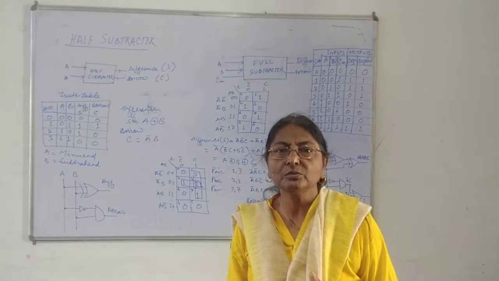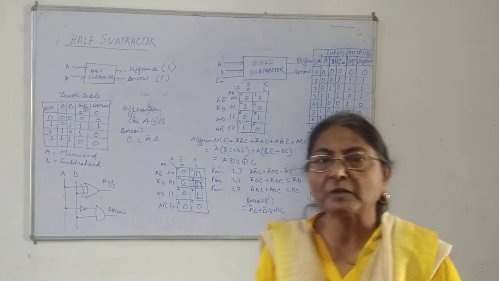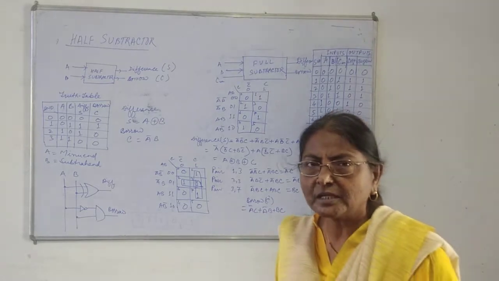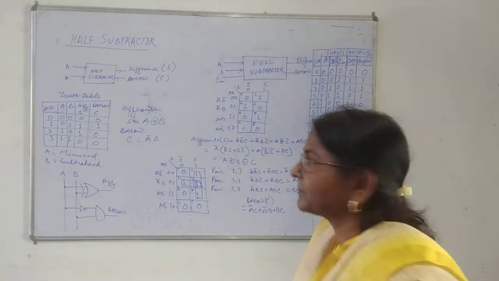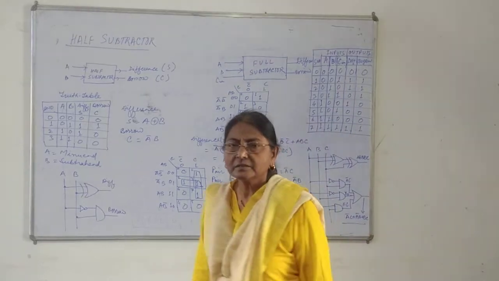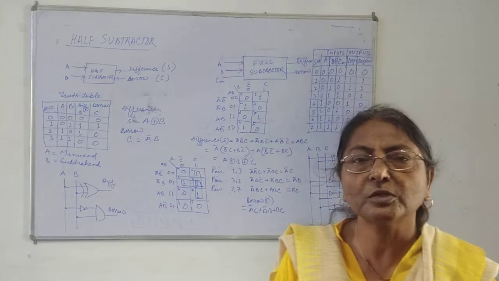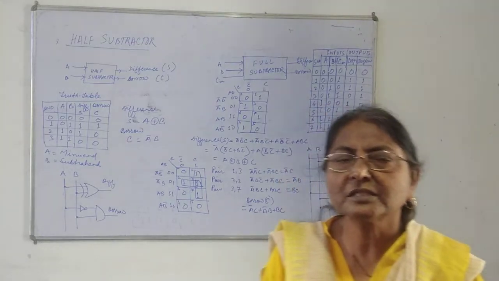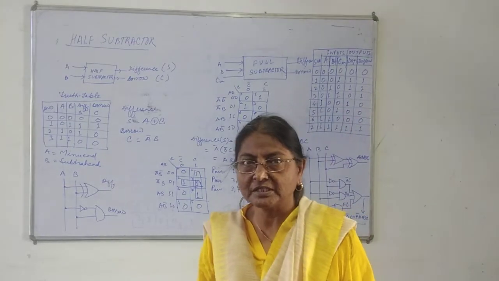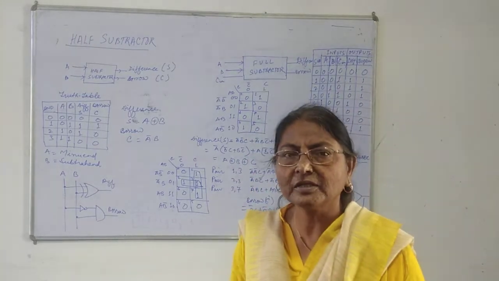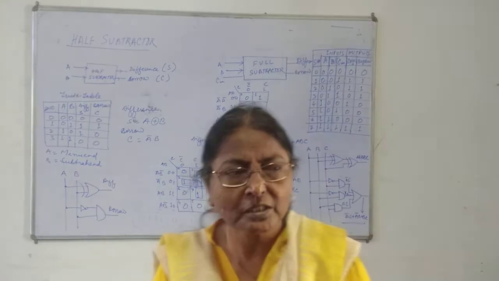Here I am going to design a circuit which will perform the subtraction operation. One circuit is half subtractor, another circuit is full subtractor. What is half subtractor? Half subtractor is an arithmetical logic circuit which can subtract only 2 bits. It means that the borrow you have taken from the previous data, you cannot incorporate in this circuit. It is a very simple circuit which can subtract only 2 bits.